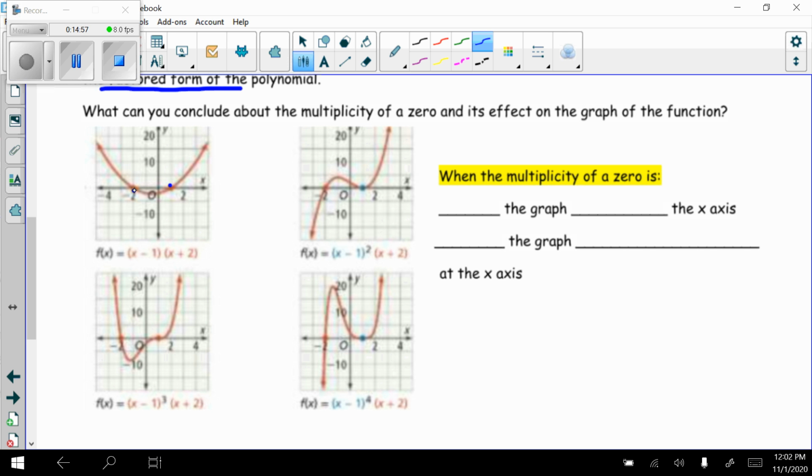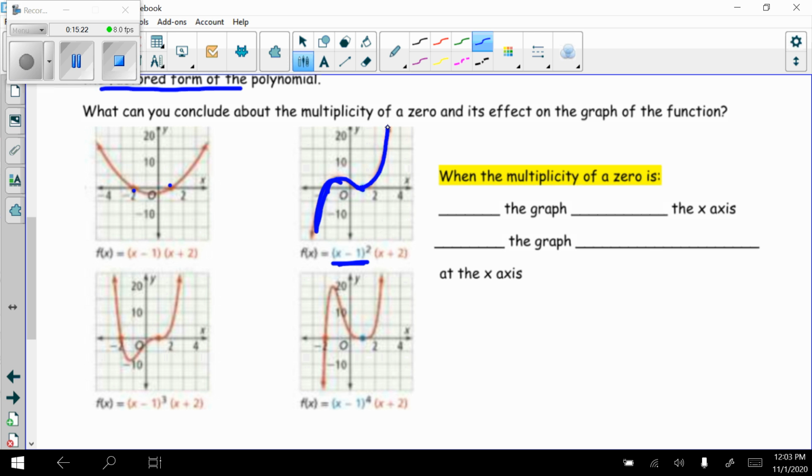This next one, x minus 1 quantity squared, this one appears twice. x plus 2 appears once. When I solve x plus 2, I get negative 2. It appeared once. It's crossing through. This one appeared twice. Notice that the graph turns. It touches that, but it doesn't cross through the x-axis. It turns and goes back up.